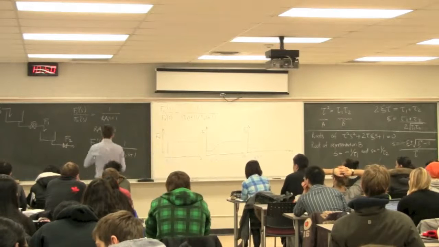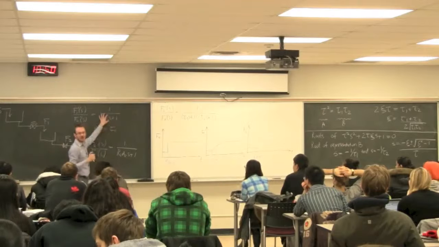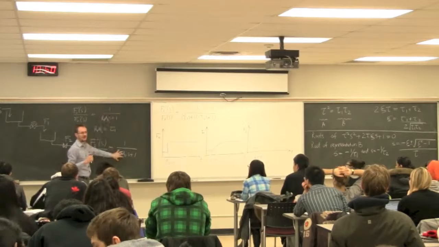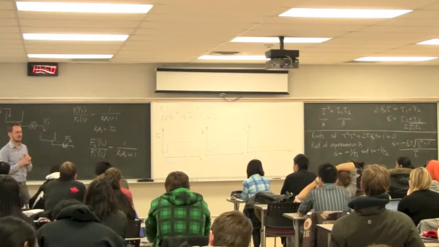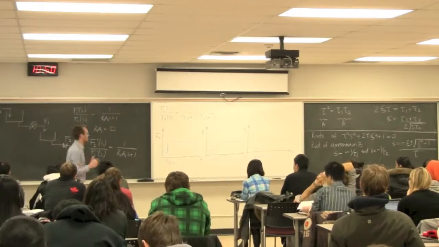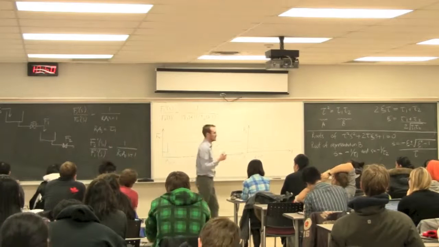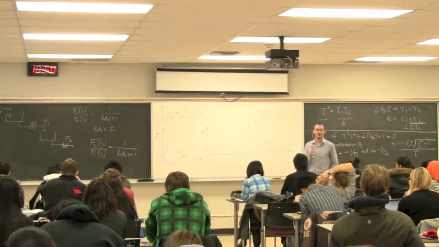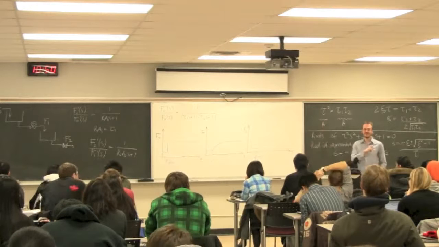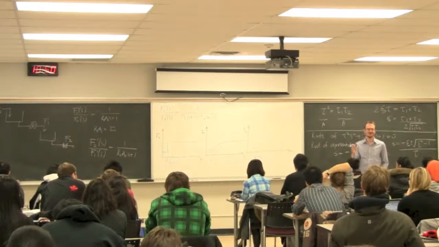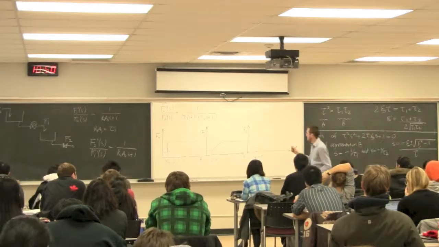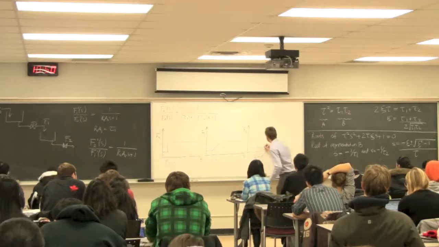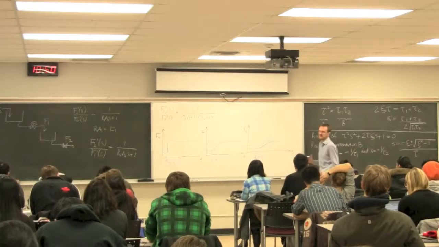So if tau 1 equals tau 2, in other words, R1 and A1 equal R2 and A2, what sort of response are we going to get? Critically damped. If R1 and R2 are different, we're going to get an underdamped or overdamped. Which one? Overdamped. Underdamped is the one with oscillations. Overdamped means that we get a slower rise, and we get to steady state.